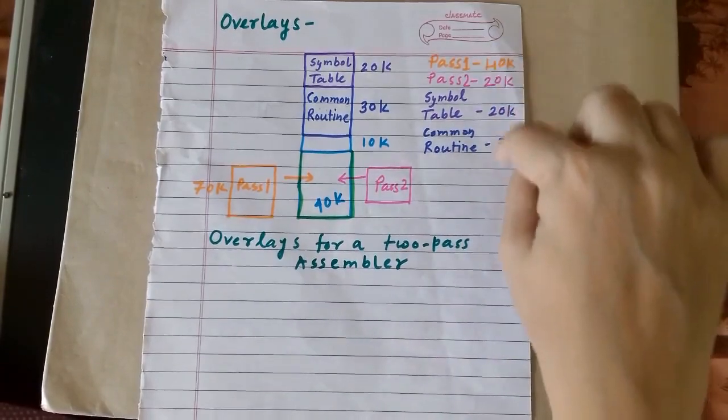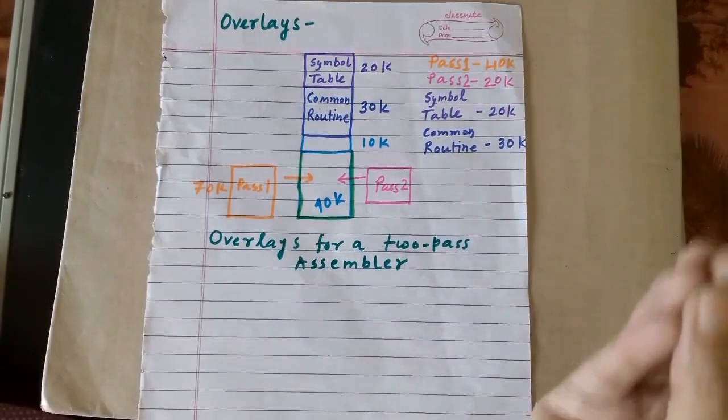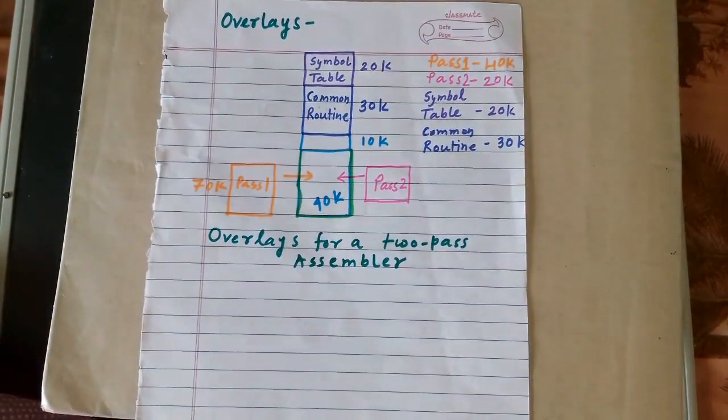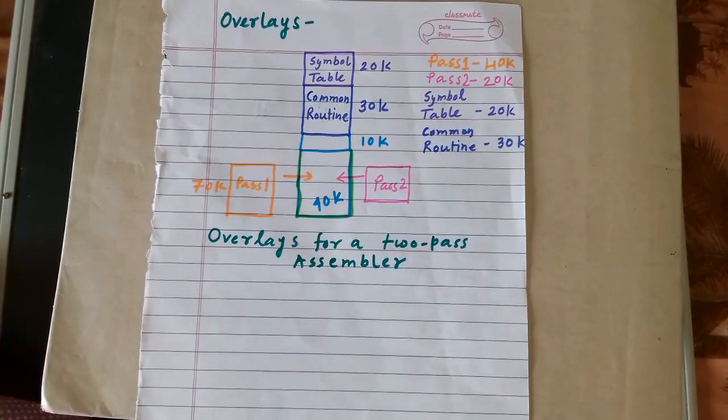Originally it will not be so less, like 20k, 30k. So the 10k overlay driver is a negligible amount. Overlay is a technique by which we can fit a program whose size is larger than the main memory. It is one of the techniques to manage the memory. It comes under memory management strategy.